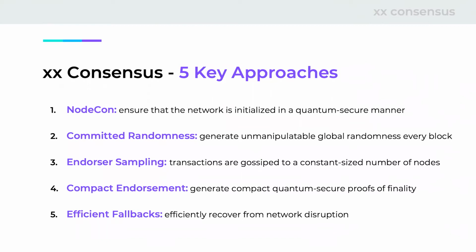Committed randomness is a way to generate global randomness every block, and we do this by chaining off the NodeCon random. The third is compact endorsements, and these are a way to prove finality in a compact but quantum secure manner. Fourth, and most importantly to our performance claims, is endorser sampling, and this uses committed randomness to select a random set of nodes to take on the resource-intensive process of receiving and verifying transactions. And last, efficient fallbacks are the way we quickly recover from disruptions during consensus.